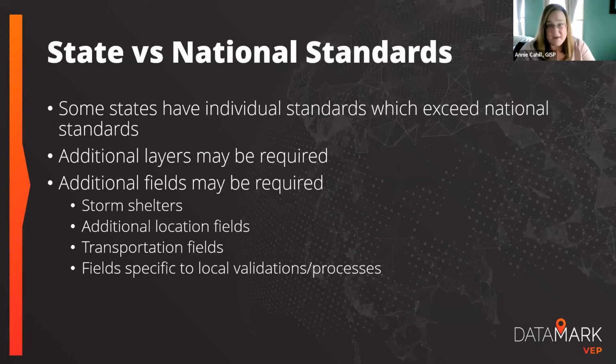You may also need different fields as part of your data model. So information like storm shelter location or other location fields, additional sub-addressing fields, transportation fields, or even fields that might be specific to local validations or processes. There are a lot of different reasons why a state may choose to implement its own localized standard, but oftentimes this relates back to a local aggregation of state data, and sometimes that data is run through an additional process at the state level. So you may have fields that are pertinent to those local processes or validations.